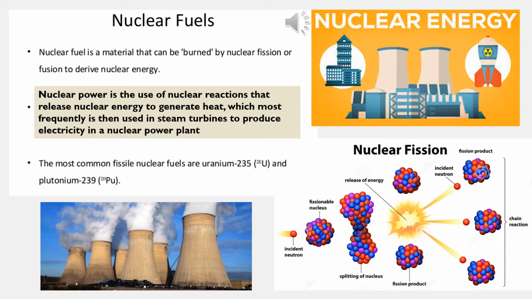So we can use it in the same way that we use coal and oil, in that we can then heat up water. So most nuclear reactions happen underwater. The water then heats up and turns into steam. The steam then rises and turns the turbines, which then generates the electricity.